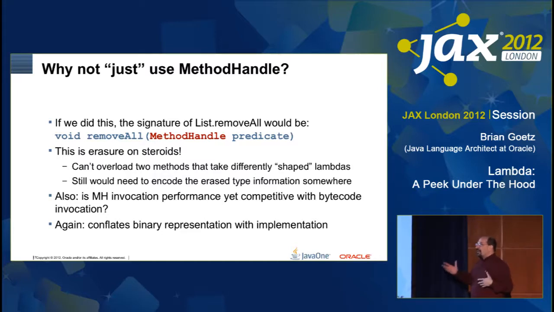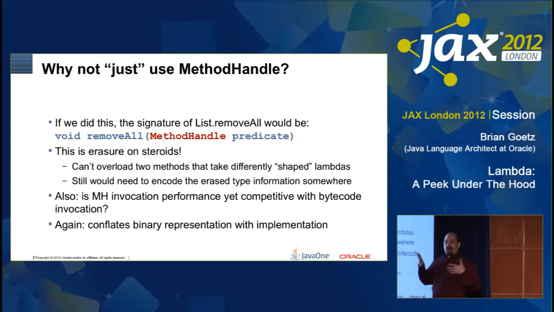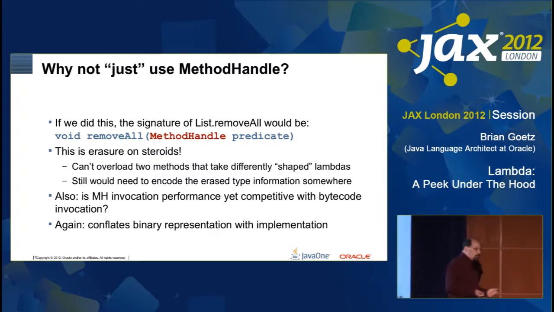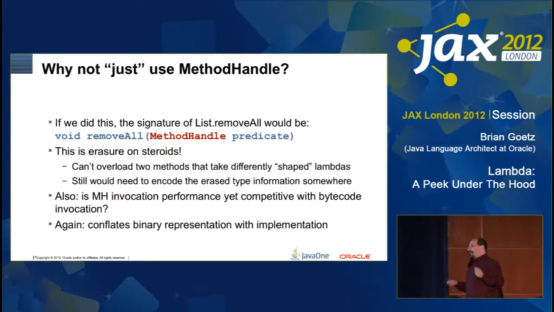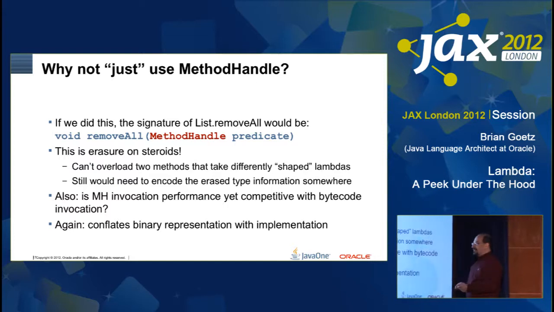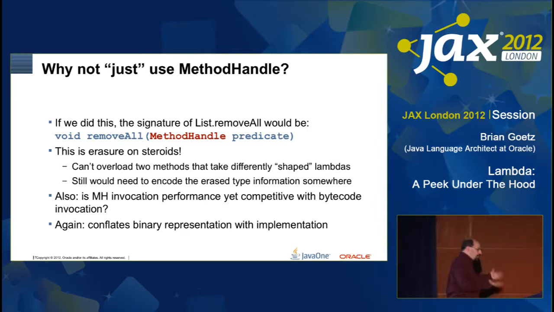So again, this approach, which seems just as obvious, or maybe slightly less obvious, but almost as obvious as just use inner classes, has the same problem, which is conflating the binary representation of lambdas in bytecode with a convenient implementation detail that we happen to have chosen.